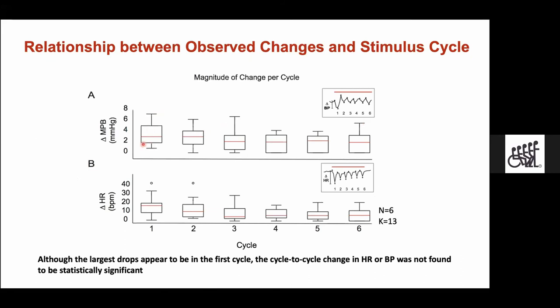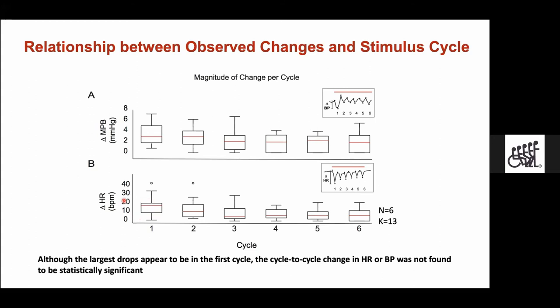And there is some trend where the initial cycle seems to produce a slightly higher change in heart rate and blood pressure. But overall, across hundreds of cycles of data that were collected from 17 rats, and here she's showing data from six rats stimulated at the same energy, there's really no statistically significant difference across this. If you look at the changes themselves, they are pretty large.